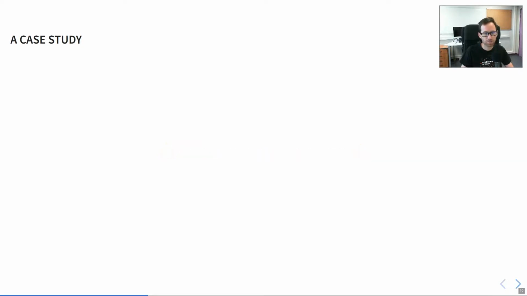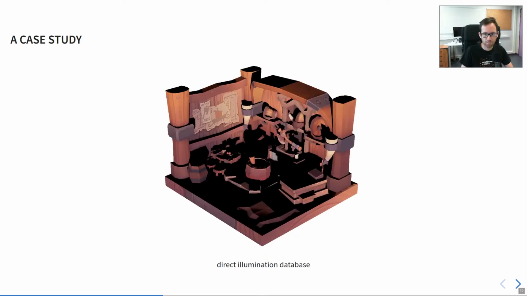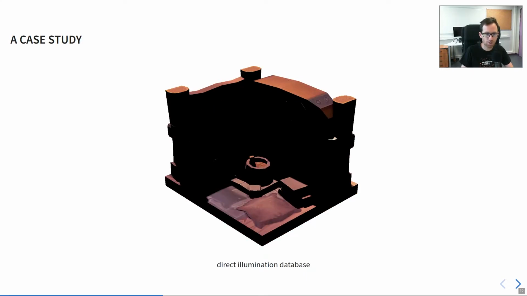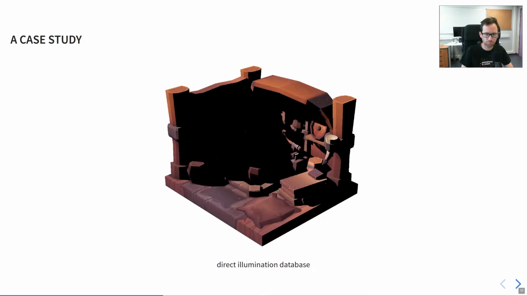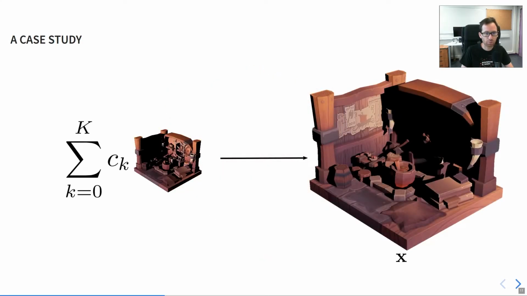Okay, let's start by assuming that we have access to a database of renderings for direct illumination for this Viking room scene. And let's assume that our database is enough to permit us to reconstruct any light configuration we are looking for. That is, for a given light configuration, we can evaluate its associated direct illumination as a weighted sum of the database elements. Here, the direct illumination X is reconstructed as a weighted sum of the database elements with coefficients c_k.